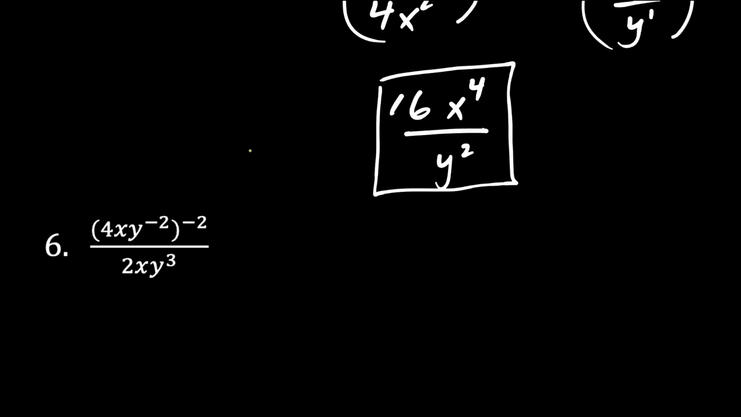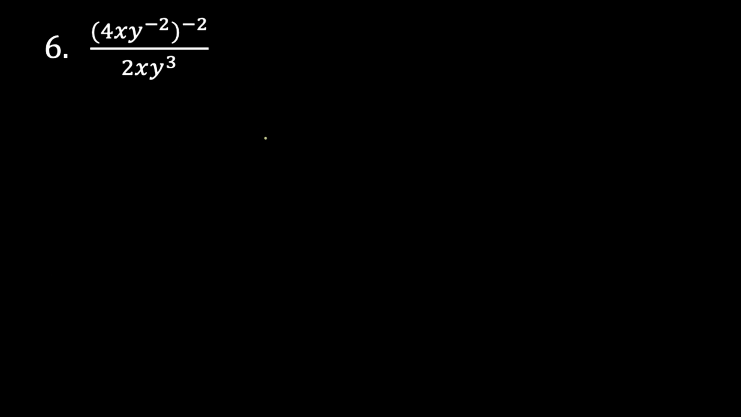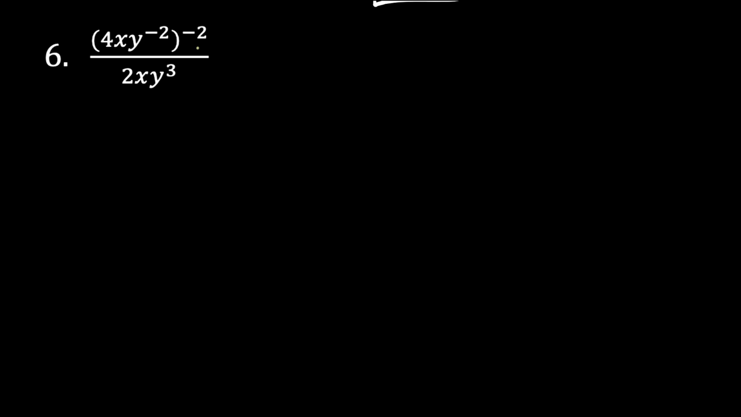Next problem. So we got a little bit of everything going on here. This is where the entire fraction is not to the negative 2. So this is where I'm just going to go ahead and distribute that power. You could distribute a negative power as well. So this is going to go over to 4 to the negative 2. Don't love it, but we'll deal with it.